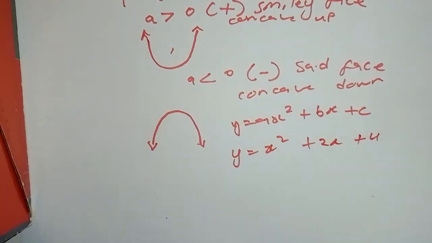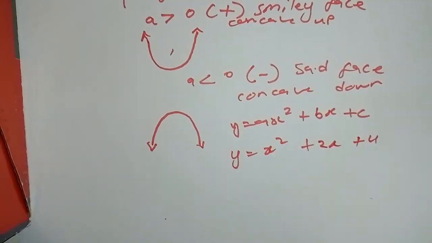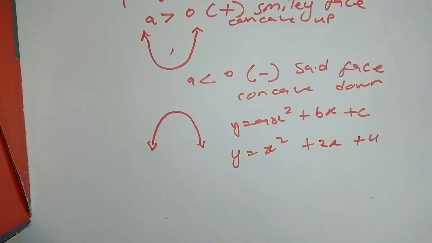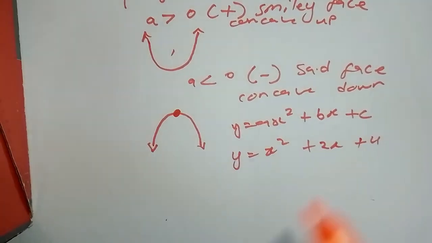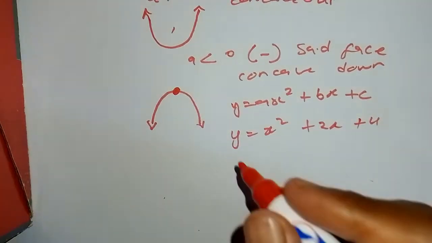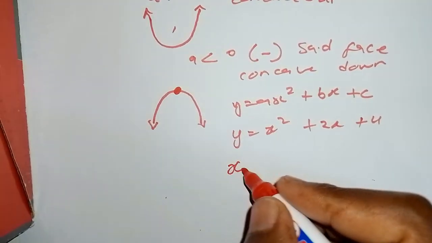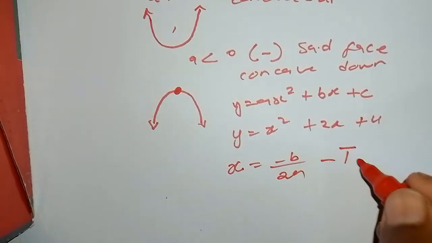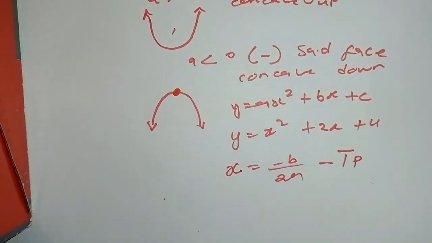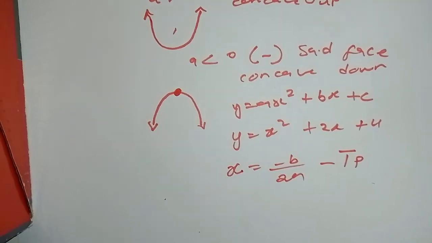They say calculate or determine the turning point of this equation. Determine the turning point of this equation, right? How are you going to determine the turning point? The equation for the turning point is x equals minus b divided by 2a. This is the equation of the TP, the equation of the turning point.